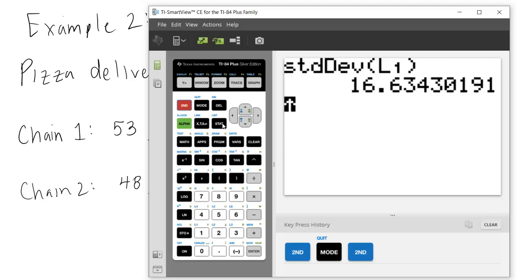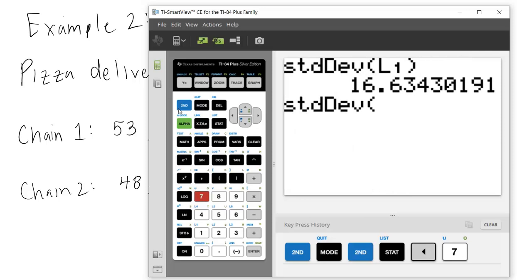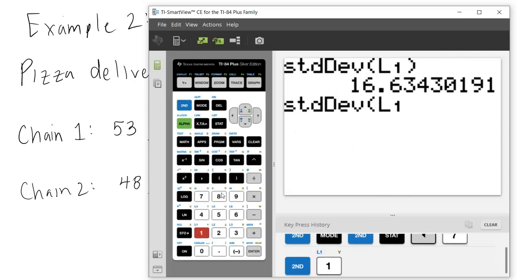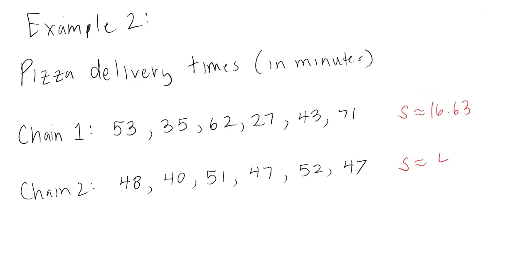I quit back to the main screen with second and the mode key. I use second stat to pull up the list options. Scroll to math. Choice 7. Second and the L1 key. Close the parentheses. Again, you didn't have to do that, and again, I can't stop myself from doing it. Hit enter, and we get a standard deviation of only around 4.23. Now again, when I tell you that that number represents an average distance from a value of the variable to the mean, maybe that doesn't make a whole lot of sense. But when we compare the two standard deviations, you get something that's a lot more natural.